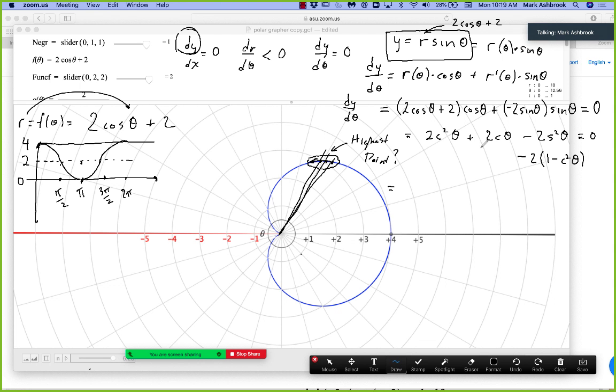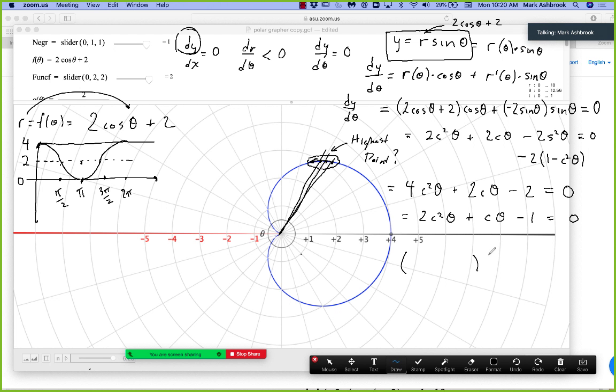So there's 2 cosine squared plus another 2 cosine squared. That's 4 cosine squared, plus 2 cosine theta, minus 2. Since we make this equal to 0, I can divide by 2, and I get 2 cosine squared theta plus cosine theta minus 1 equals 0. And so this is a quadratic. It's just like 2x squared plus x minus 1.